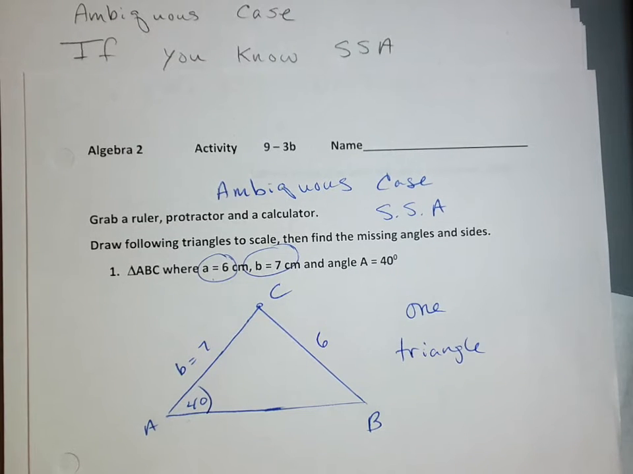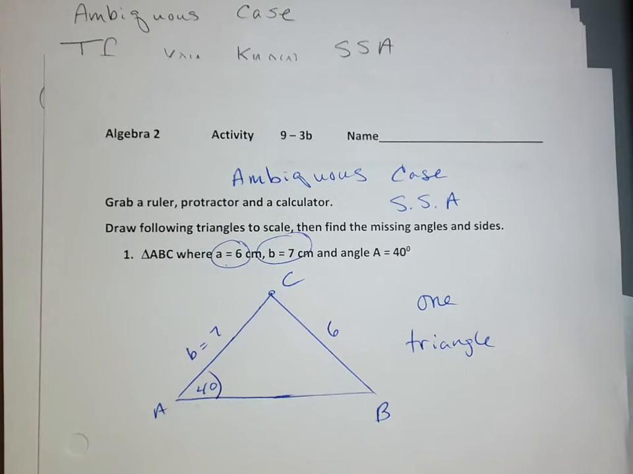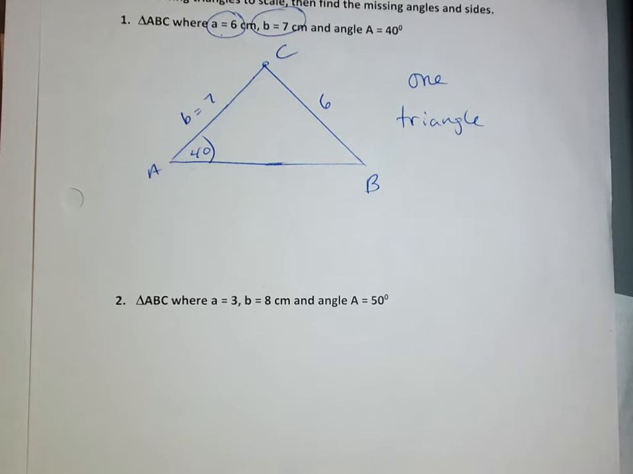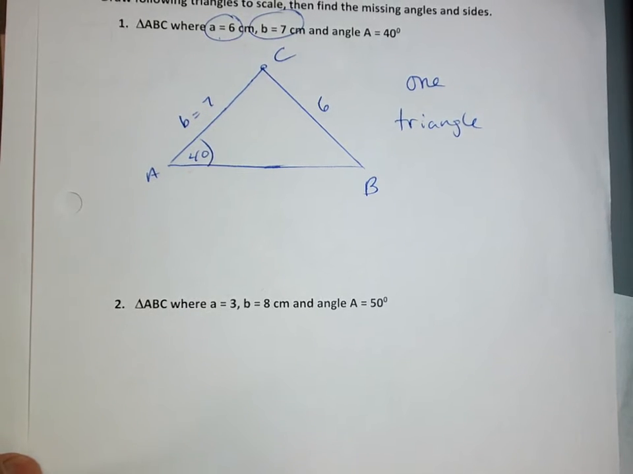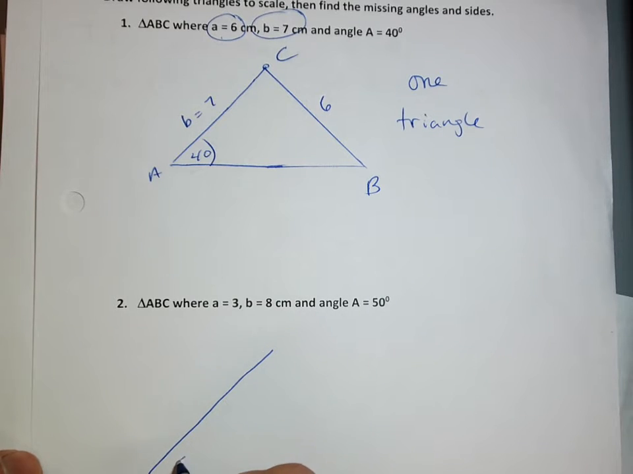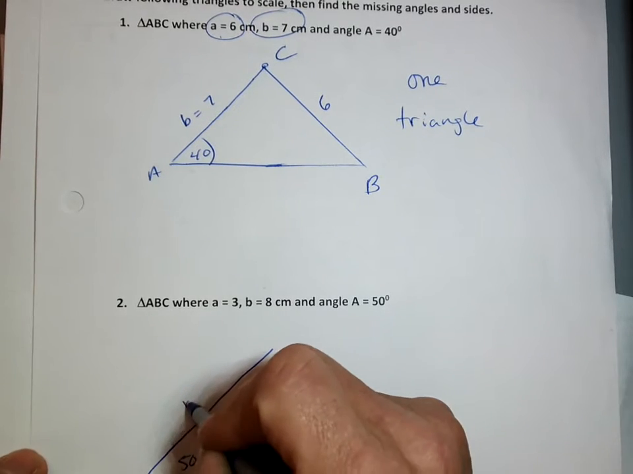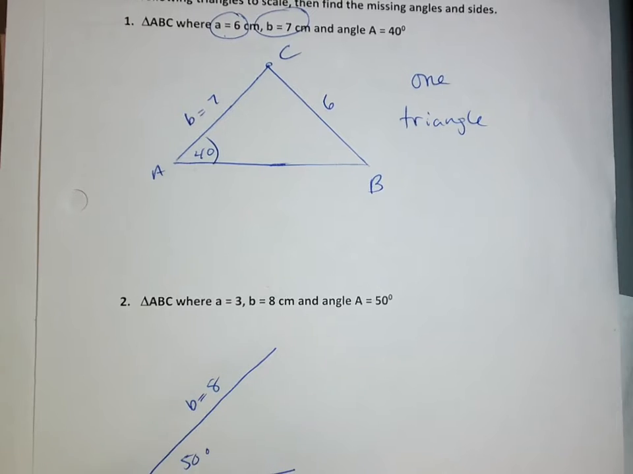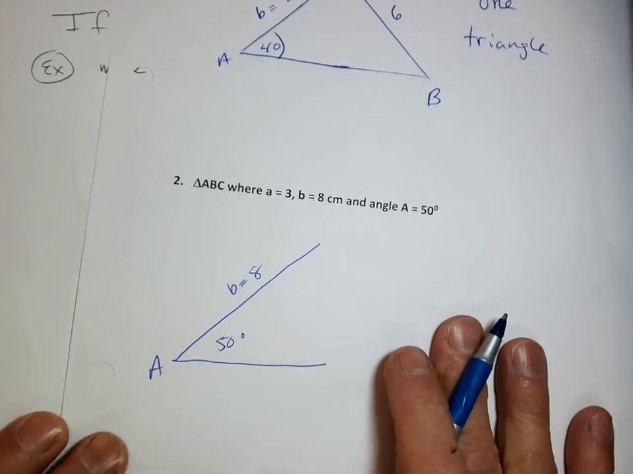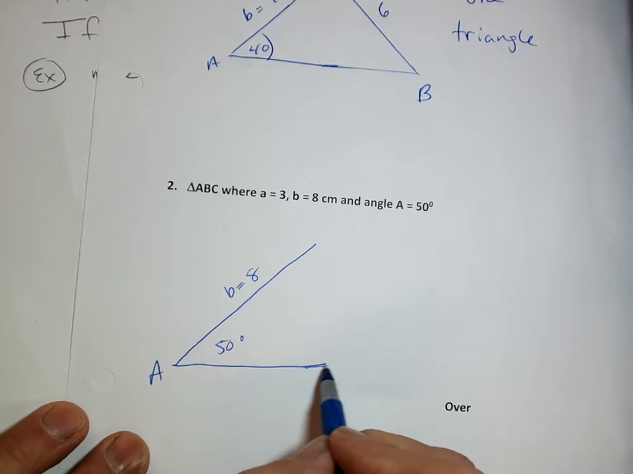Let's go on to question 2. Again, it's called the ambiguous case. Question 2, if you were to draw this, it would look something like this. Again, we did this in class. You've got a 50-degree angle, so put a 50-degree angle here and let B equal 8. I think it's easiest to draw B on this side. I really do. And then you don't know how long this is.